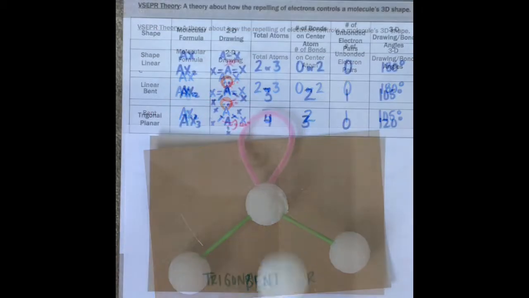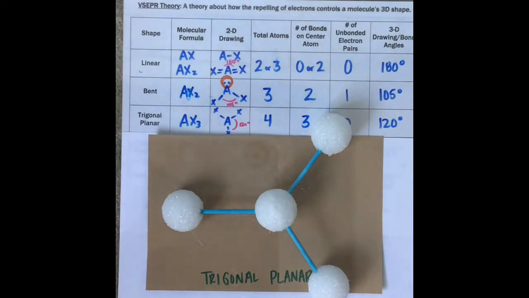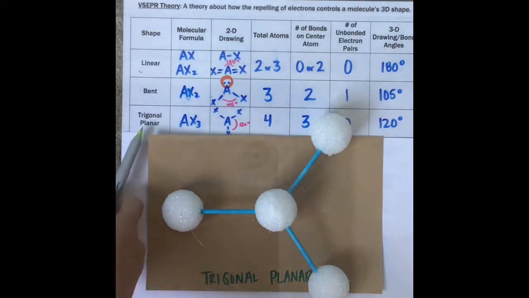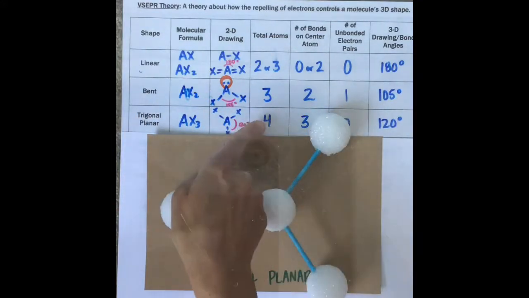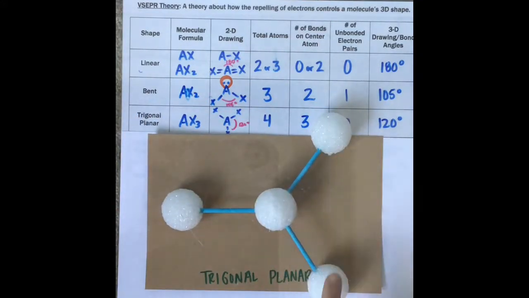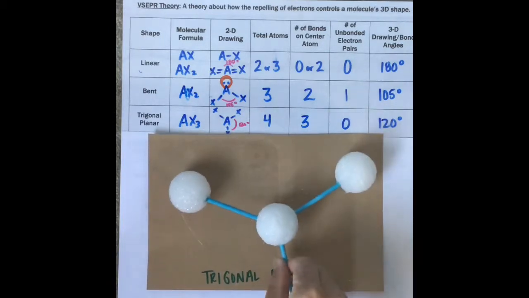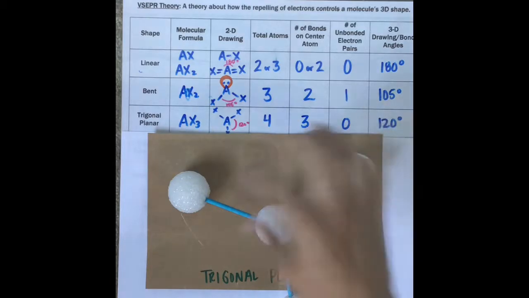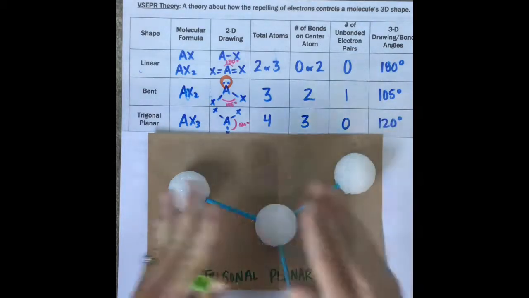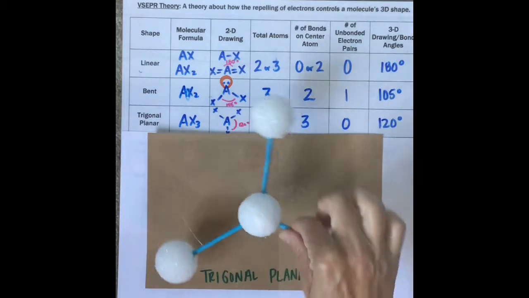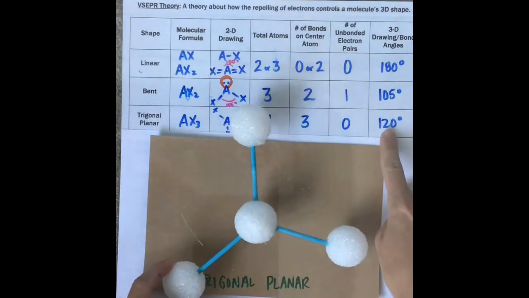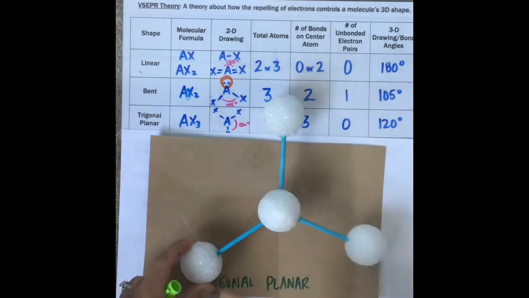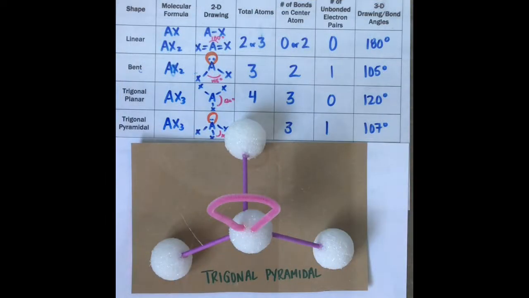That one is bent. Trigonal planar looks like this. I remember trigonal, tri, meaning 3, and planar means it should be flat. It should be all in one plane. There are 4 total atoms, 3 bonds to the center, and there are no unbonded pairs. So there are no extra electrons that are going to push the legs down. This is a completely flat molecule. It's all in one plane. And the bond angles are 120 degrees. Trigonal planar.